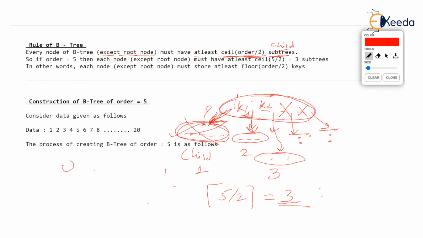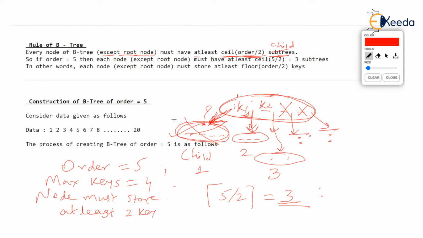Can you say it the other way? If the order is 5, then you know the maximum keys are 4. Then the node must store at least 2 keys. So instead of talking so much, I could have told you that the node must be at least half filled. Check my words. The node must be at least half filled.